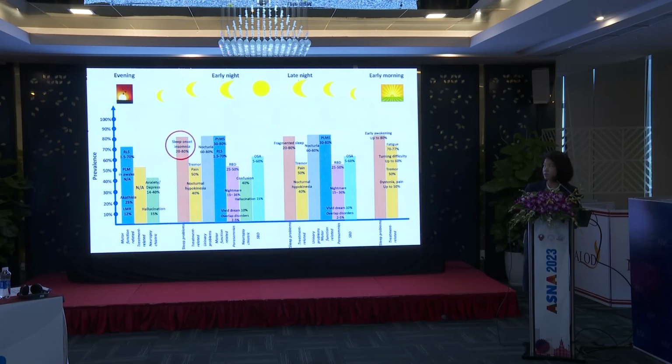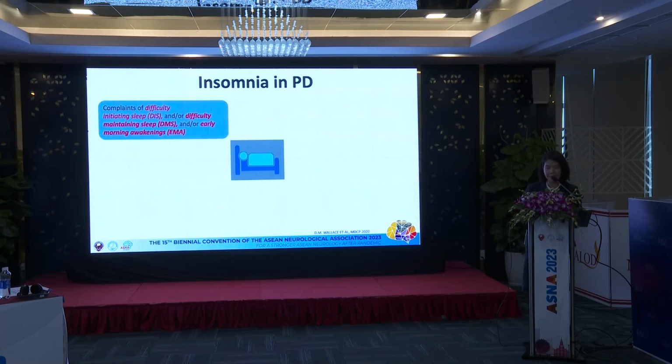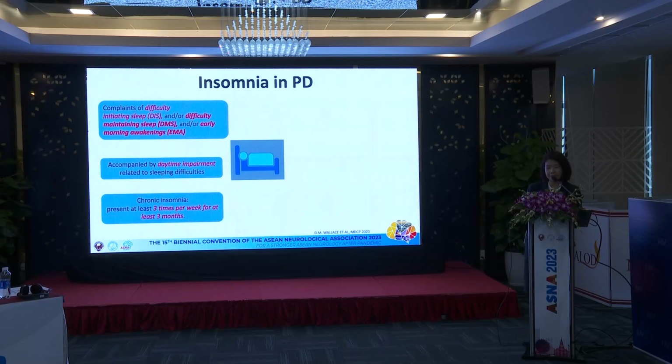So the first problem that I will cover is insomnia, which is the most common sleep problem in Parkinson's disease. The definition of insomnia is difficulty in initiating sleep, difficulty in maintaining sleep, or early awakening, and it needs to be accompanied by daytime function impairment. For chronic insomnia, they need this symptom 3 times per week for at least 3 months.